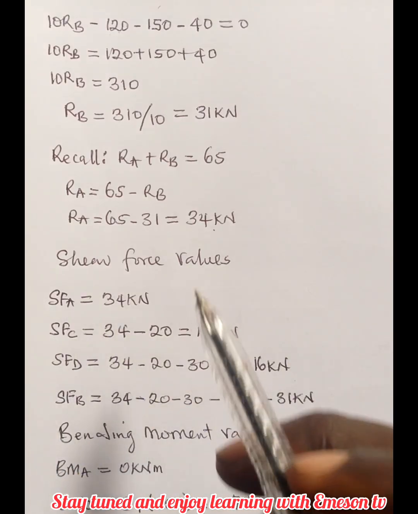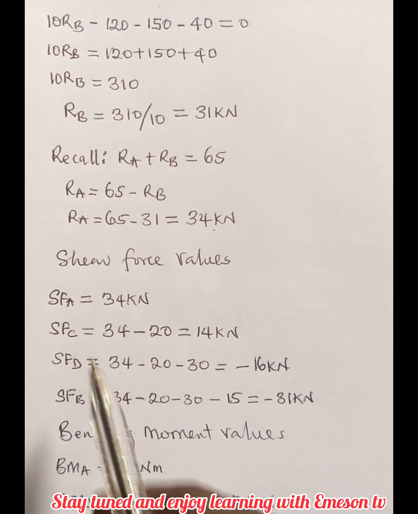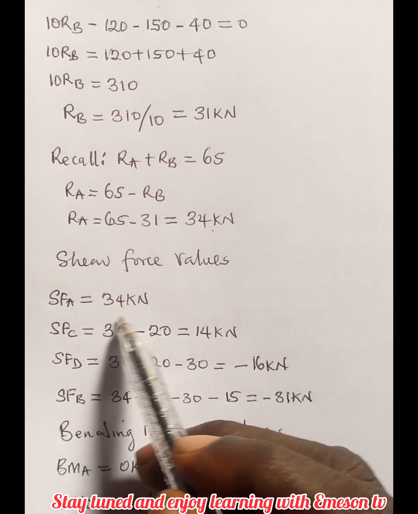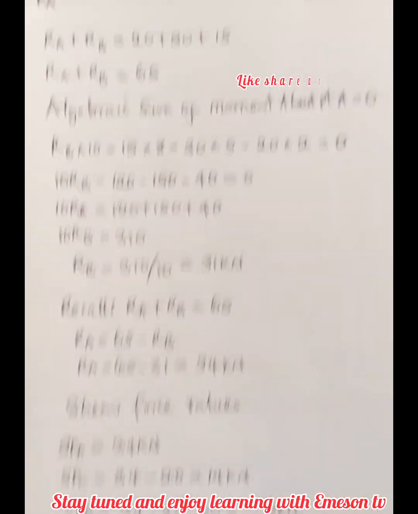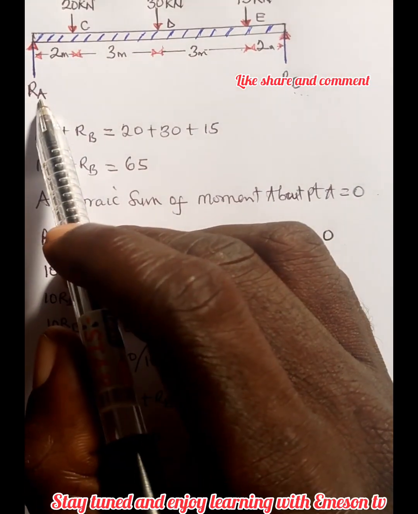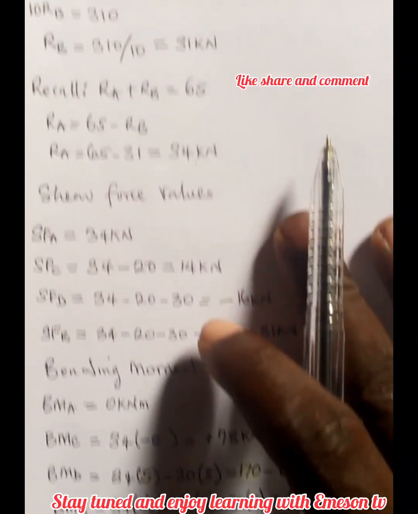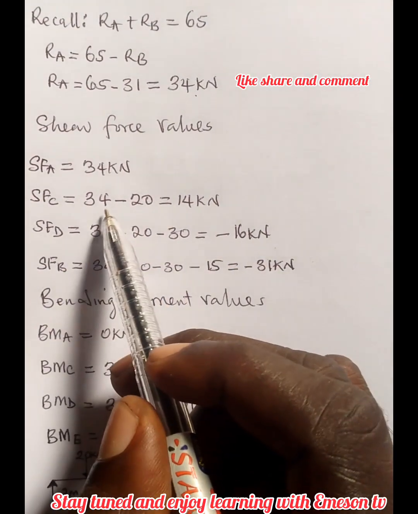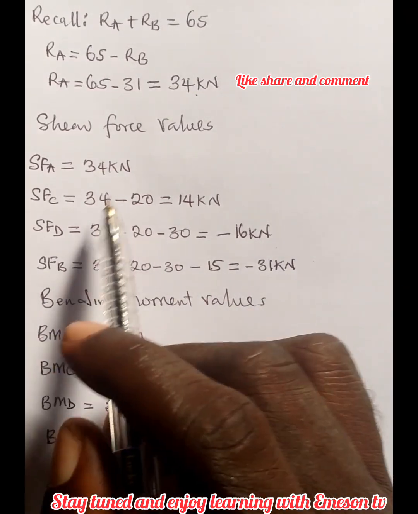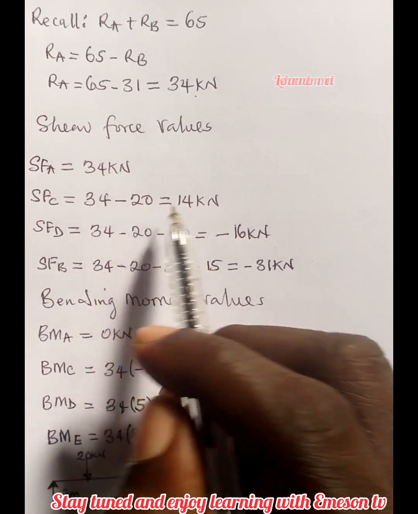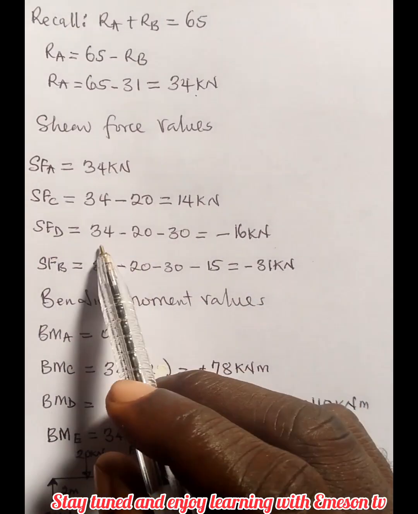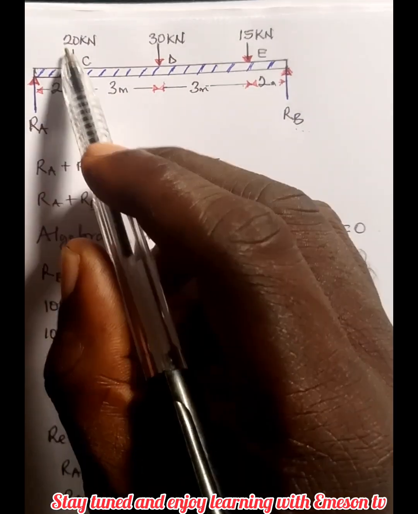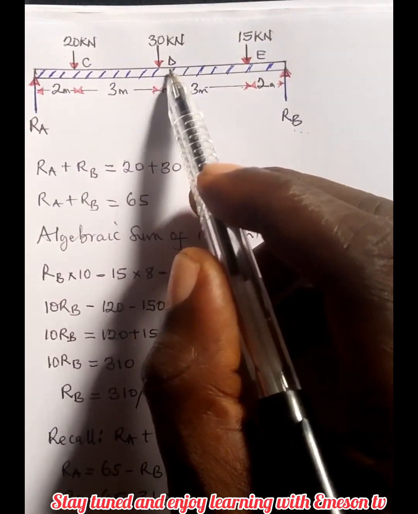So the shear force value becomes this. We subtract the forces as we progress. So at point A, the shear force there is equivalent to what? The value of R_A, which is 34 kilonewton. So what I mean is that at this point, the shear force here is equivalent to this value. So the shear force at point C will become what? 34 minus the next force, which is 20, we have 14. The shear force at point D becomes 34 minus 20 minus 30.